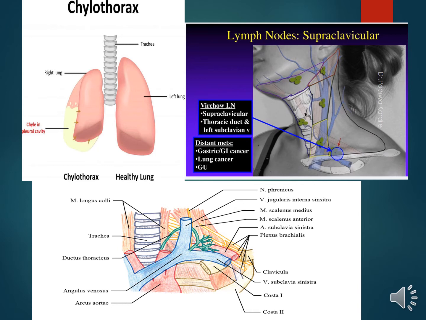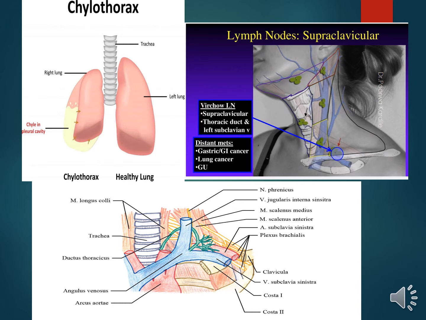So it helps in diagnosing the condition. Now the second figure is of Virchow's node. Virchow's node is a large lymph node in the left supraclavicular area. It drains the lymph from gut, and when it is enlarged, it is known as positive Troisier sign.